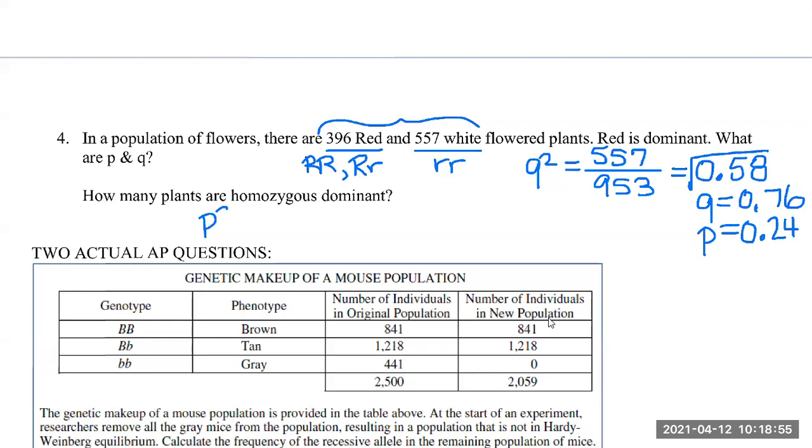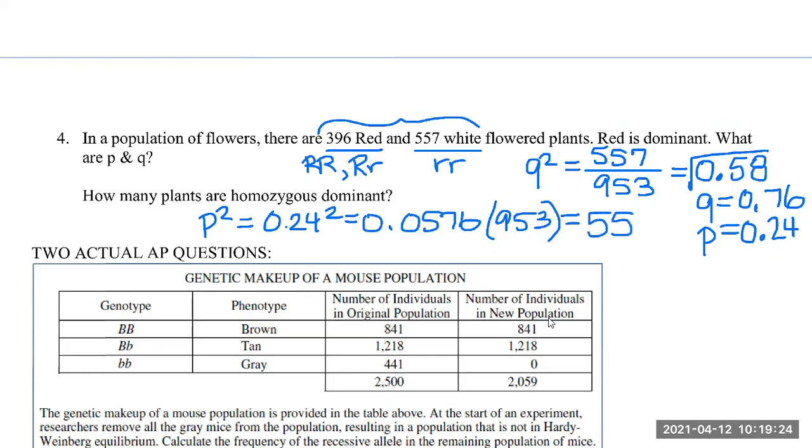Well, I know that homozygous dominant is P squared. So 0.24 squared gives me actually 0.576, and I'm not rounding this at all. I just wrote it here, but in my calculator, I just went ahead and multiplied that number times my total in the population, which is 953. And again, this one I actually do not get a whole number, but I'm going to round to the nearest whole number, which is 55.